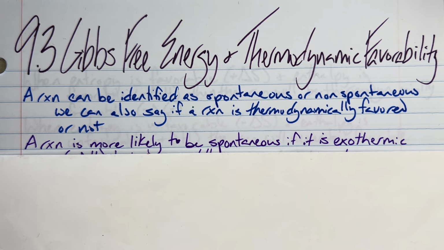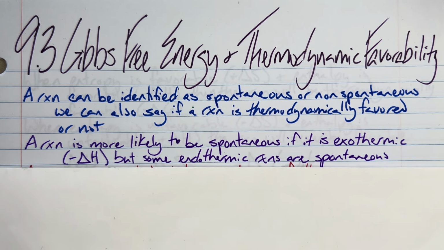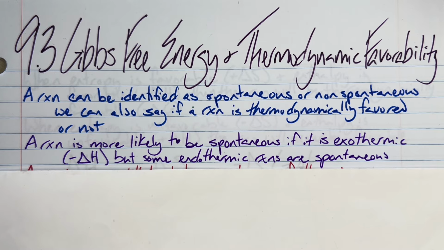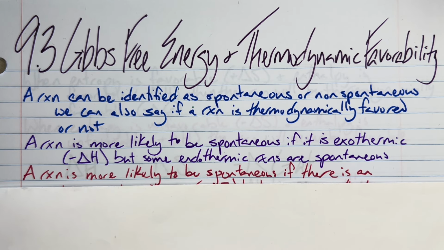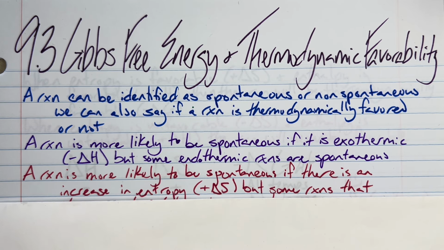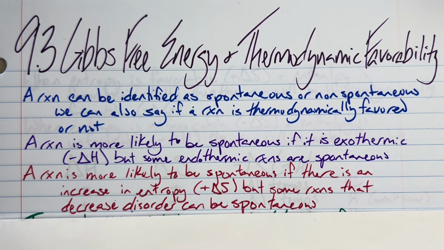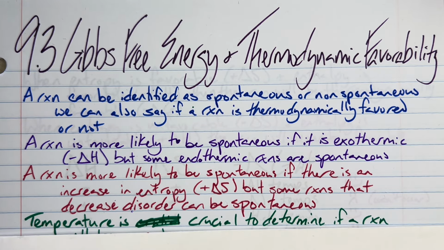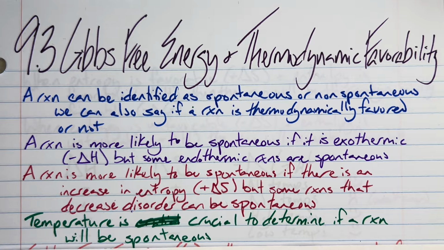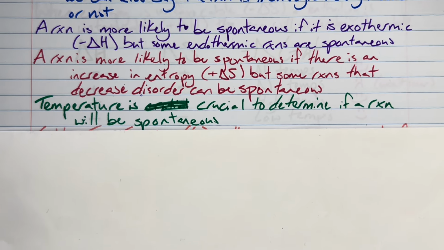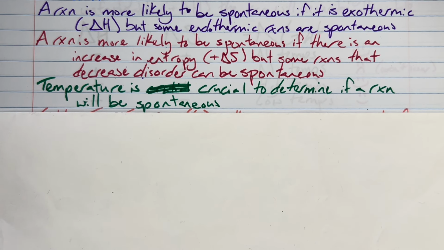A reaction is more likely to be spontaneous if it's exothermic, so it has a negative delta H, but some endothermic reactions are still spontaneous. And a reaction is more likely to be spontaneous if there's an increase in entropy, so a positive delta S, but some reactions that decrease disorder can also be spontaneous. Temperature is going to be crucial in order to determine the spontaneity and the thermodynamic favorability of a reaction, so make sure that you're paying attention to the relative magnitude of the temperature the reaction is occurring at.